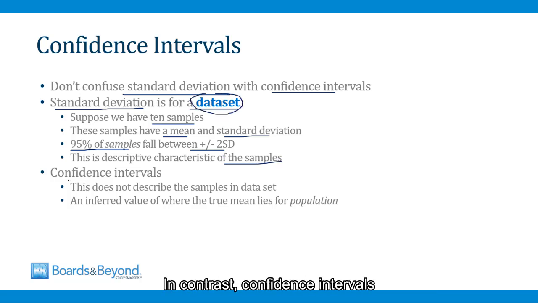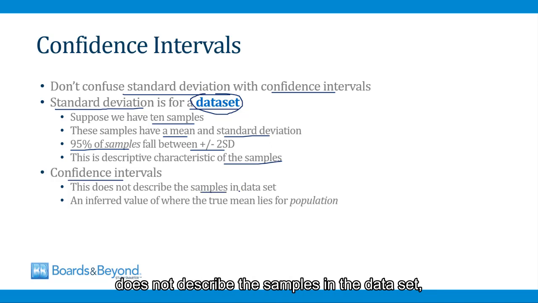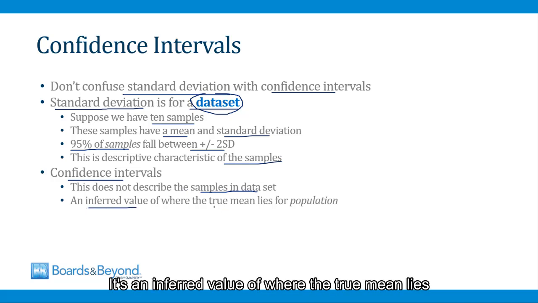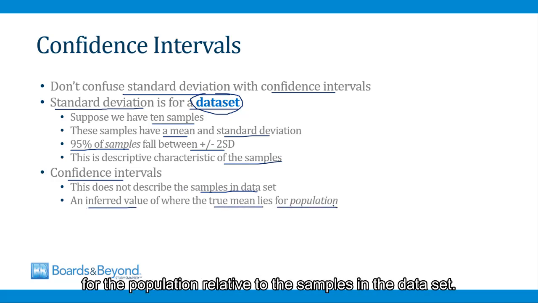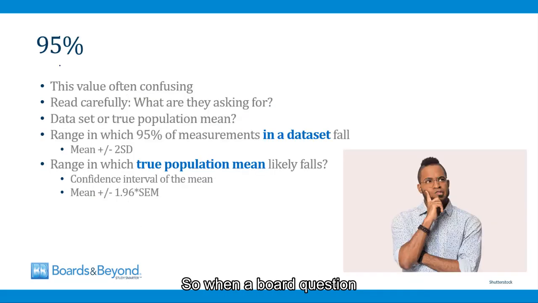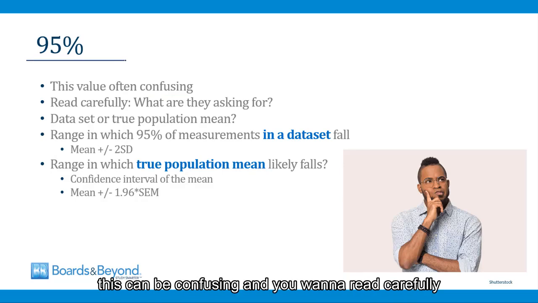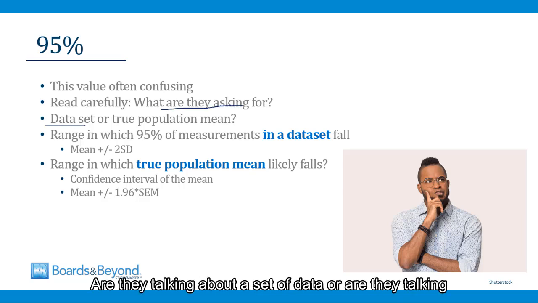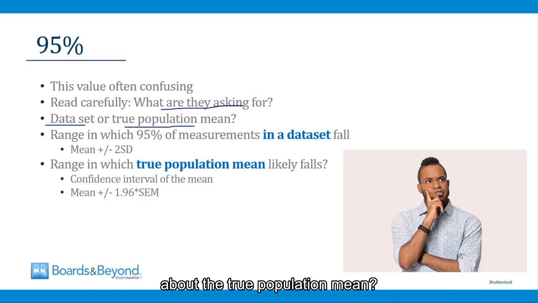In contrast, confidence intervals does not describe the samples in the data set. It's something different. It's an inferred value of where the true mean lies for the population relative to the samples in the data set. So make sure you understand this distinction. So in a board question, when they mention the number 95%, this can be confusing, and you want to read carefully to see what the question is asking for. Are they talking about a set of data, or are they talking about the true population mean?